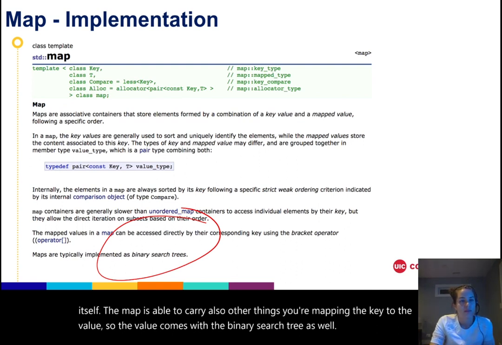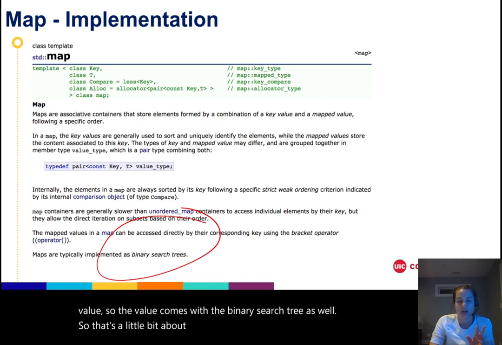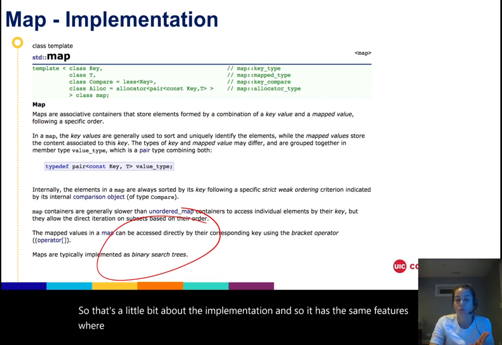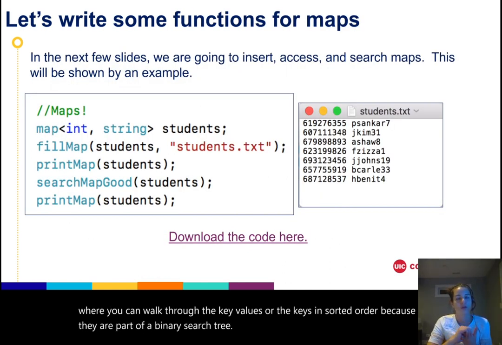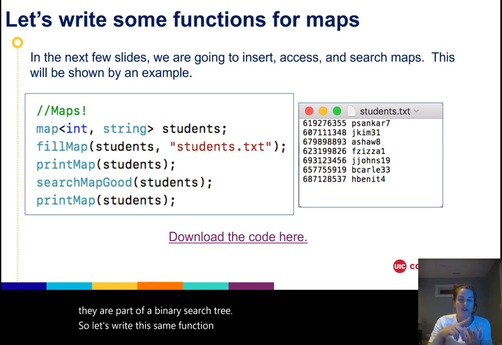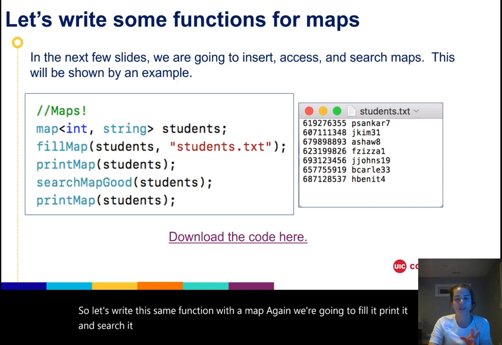So that's a little bit about the implementation. And so it has the same features where you can walk through the keys in sorted order because they're part of a binary search tree. So let's write the same function with a map. Again, we're going to fill it, print it, and search it. And this one is particularly good. So let's look at it.